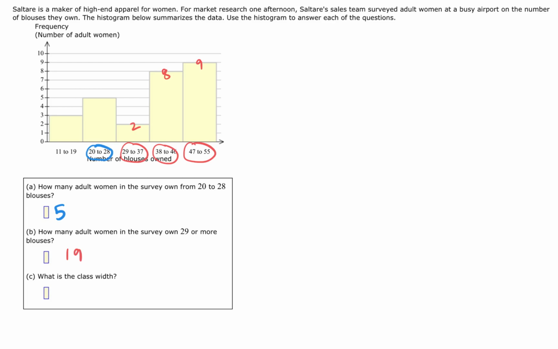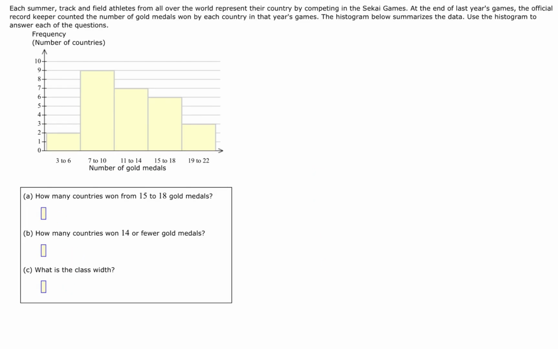And part C asks what is the class width? These are our classes right here. And the class width means how many pieces of data they have included in them. So be careful with this. Don't just subtract 11 minus 9, or 19 minus 11. We need to think about what are the actual pieces of data that are included there. So for example, from 11 to 19, that is 1, 2, 3, 4, 5, 6, 7, 8, 9 pieces of data. And there are going to be 9 pieces of data in each class.